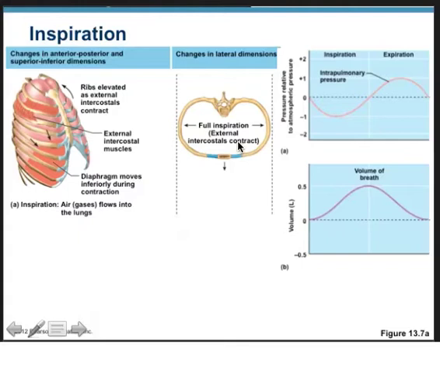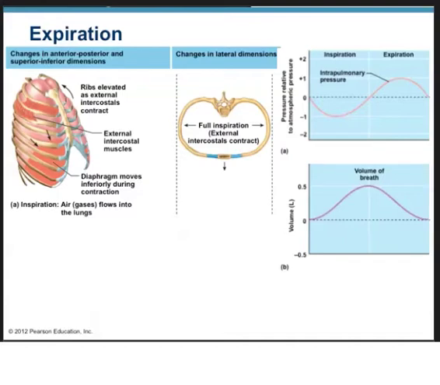Now with expiration, we simply reverse the process. The intercostals and the diaphragm, the pecs, the sternocleidomastoid, they all relax. The diaphragm goes from a flattened to a domed shape. The volume of the thoracic cavity reduces dramatically. This produces a positive pressure outside the lungs. You can see that here. And what happens now is that the breath is expired. This is essentially a passive process.